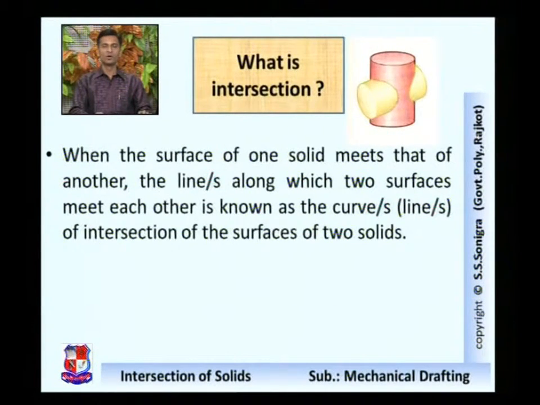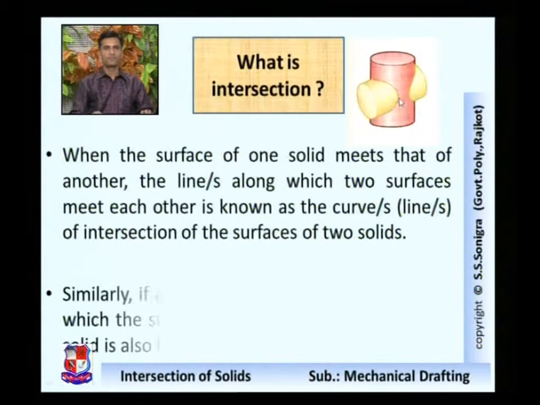This is one example of intersection curves of two cylinders. You can see here one red colored cylinder is in a standing position and another yellow colored cylinder is penetrating this vertical cylinder, and the curve of intersection is shown over here. These two curves are called the curves of intersection.